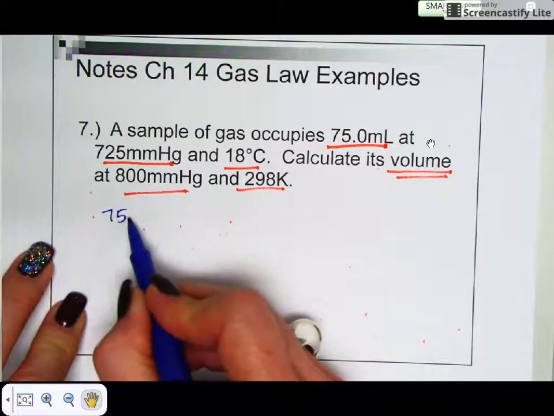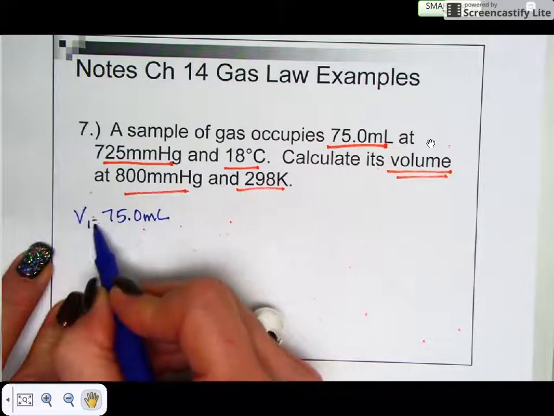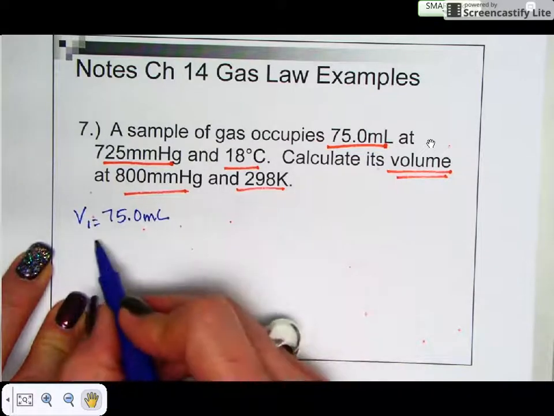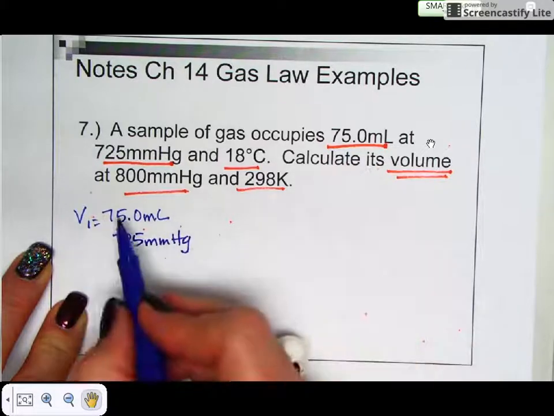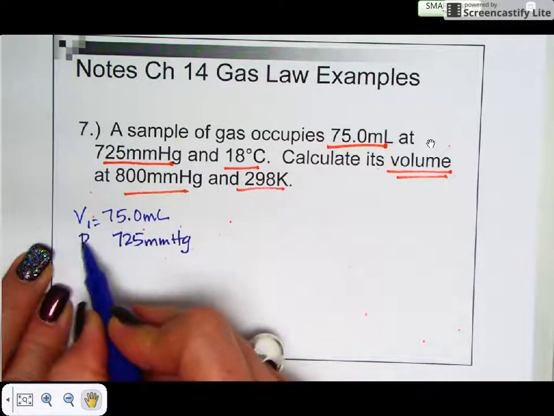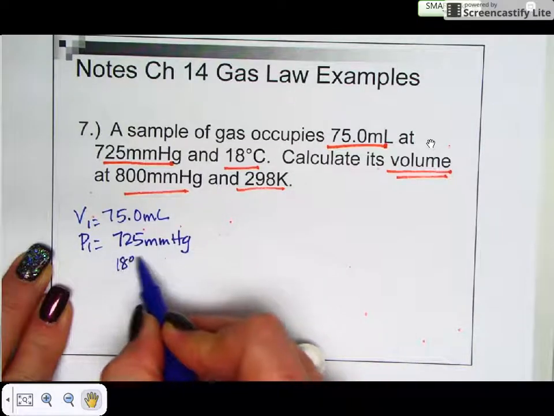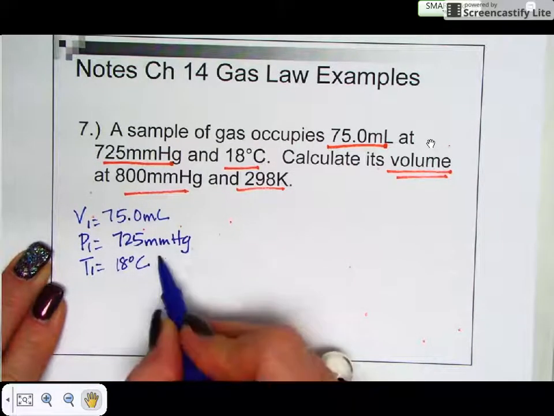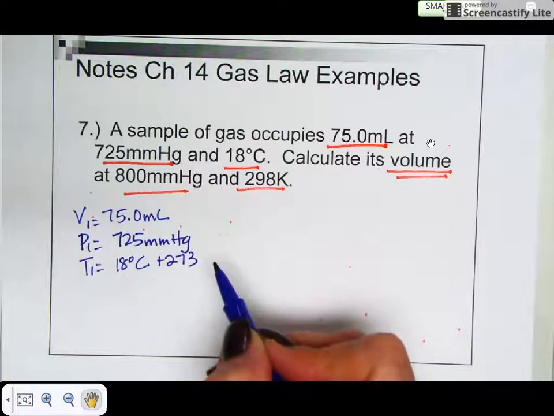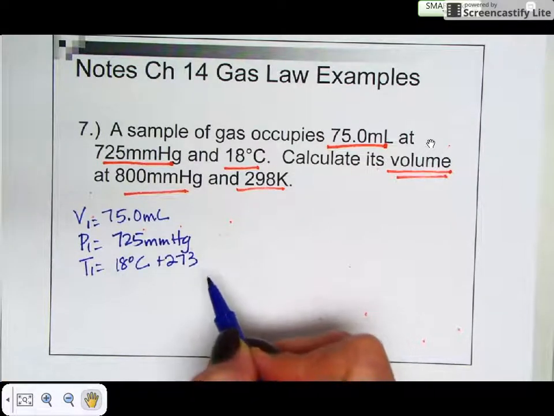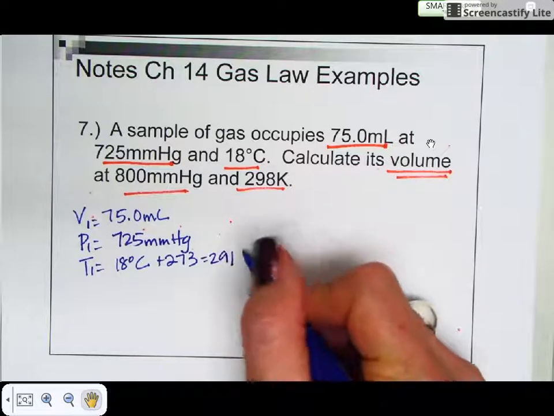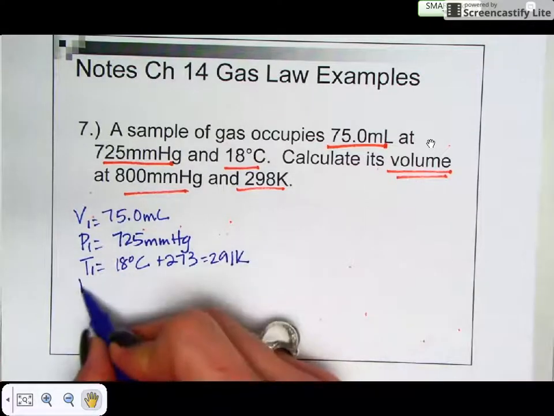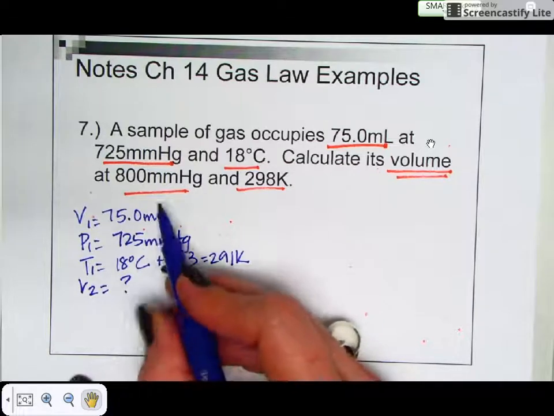So 75.0 milliliters, that is a V1. We need to label it as a volume. It's the first volume. The 725 millimeters of mercury is at that same situation, so we're going to call that P1. And 18 degrees Celsius, that's going to be my T1. Add 273 to that, and that's going to give us 291 Kelvin.